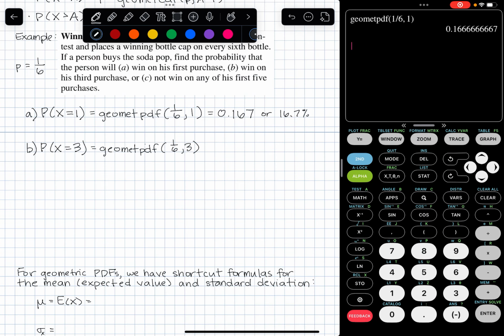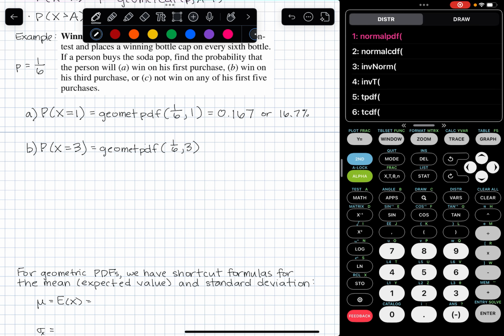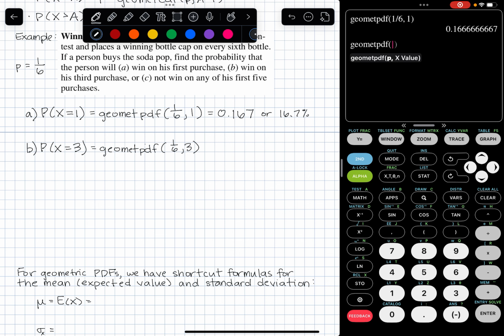We'll go ahead and do that together. So 2nd, VARS, no, not that one, 2nd, VARS, there we go. Geometpdf, and it's 1/6, comma 3, and we get 0.116, or 11.6%. So there's an 11.6% chance that I'm going to get that winning bottle cap on my third bottle.